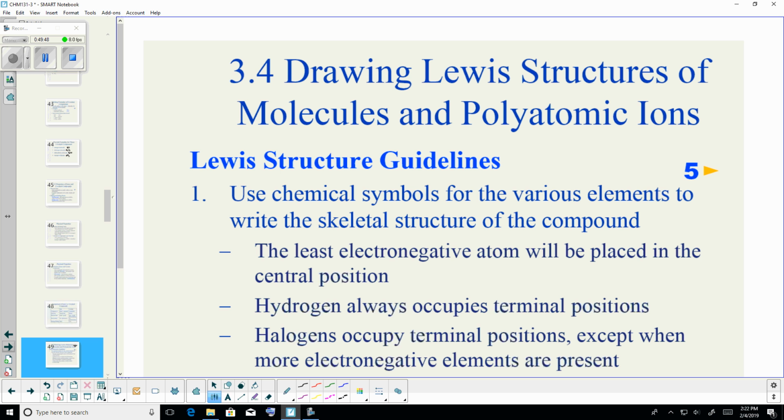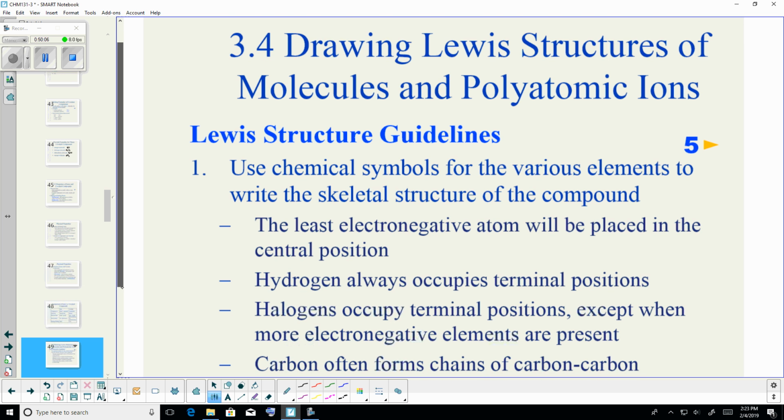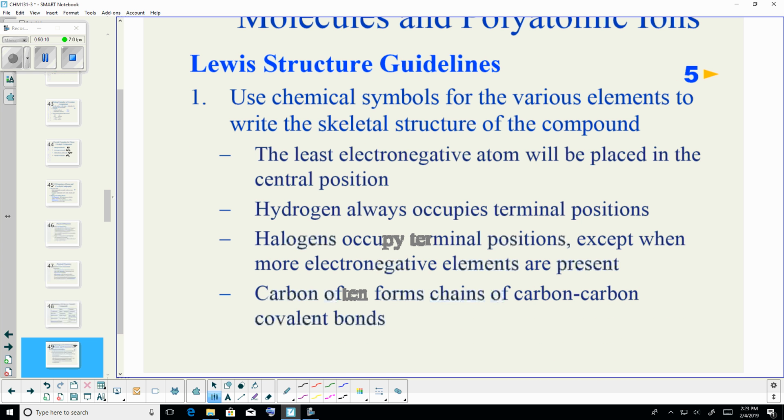Drawing Lewis structures. We're going to get into molecular geometry. So we use chemical symbols for the various elements to write the skeletal structure of a compound. We place the least electronegative atom in the central position. Hydrogen always is going to be outside, terminal position. Halogens also are on the outside. And carbon can often form carbon-carbon chains.